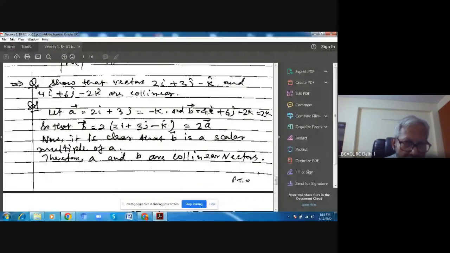So we can write vector B is equal to 3 in brackets, the same thing you can write, vector A. So we can write B is equal to 3 into vector A. So we can say it is clear, that is scalar multiplication, and we can say vectors A and B are collinear. So this is the basic change that can come in the exam. Okay.